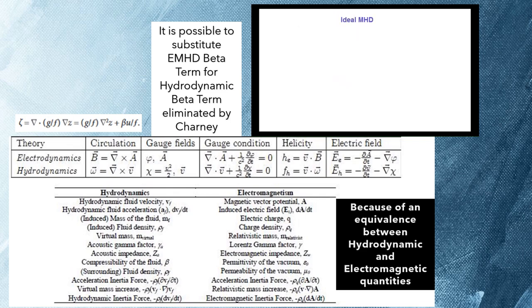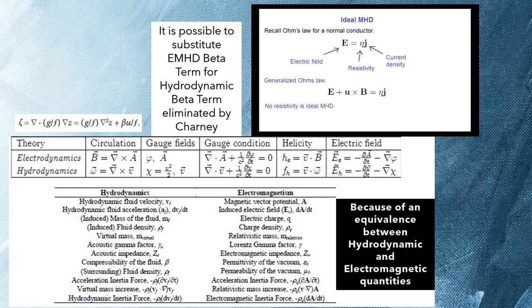Ideal MHD. Recall that Ohm's law for a normal conductor can be written like this, where E is the electric field strength, eta is the resistivity, and J is the current density. It can be shown that if there is a magnetic field also applied, a generalized Ohm's law can be written like this. This can be derived from the fluid equations. Under some circumstances, we want to regard the plasma as essentially collisionless. So we say that there is no resistivity, and we write the so-called ideal MHD equation given by this.